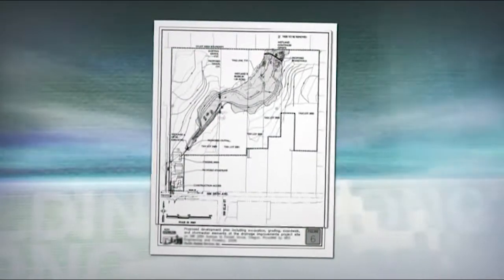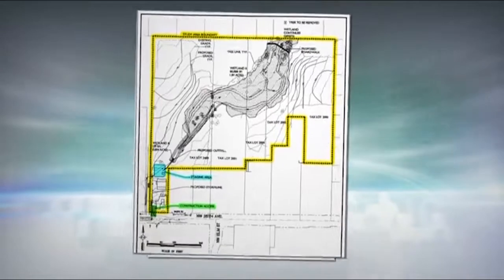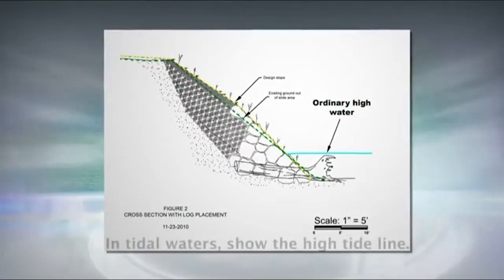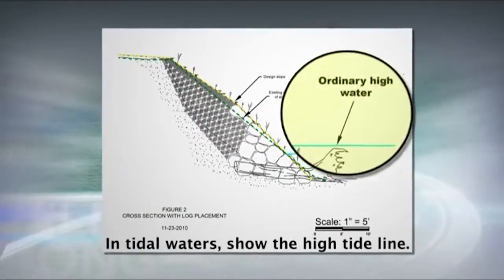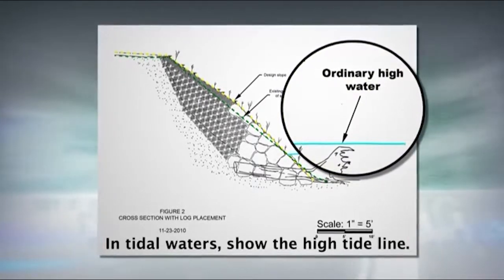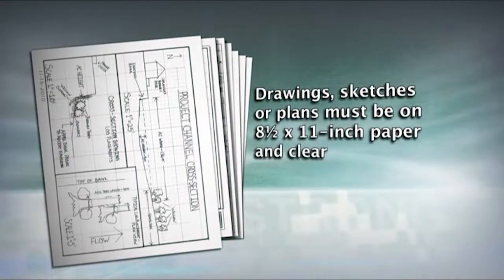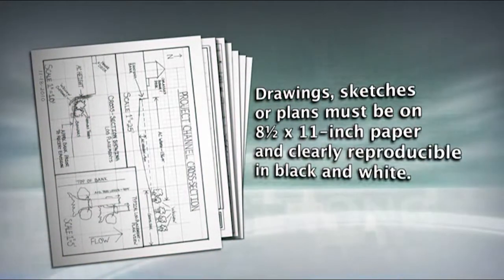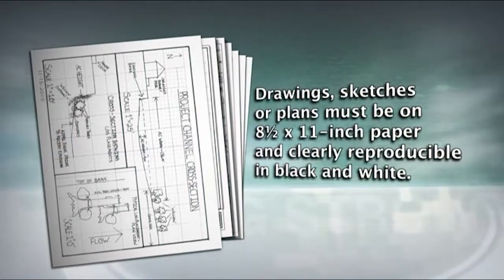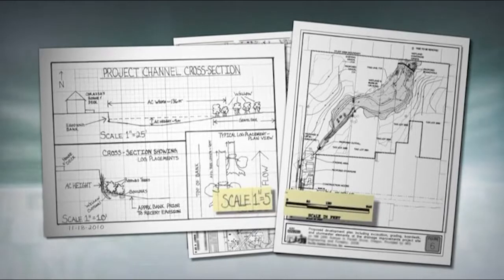A site plan accurately shows the project boundaries, access areas, grading, and staging. Project plans must show the ordinary high water mark of any stream or the wetland boundaries of any wetlands within the project area. Drawings, sketches, or plans must be on 8.5 by 11-inch paper and clearly reproducible in black and white. The drawings don't need to be completed by an engineer, but they should be drawn to scale.